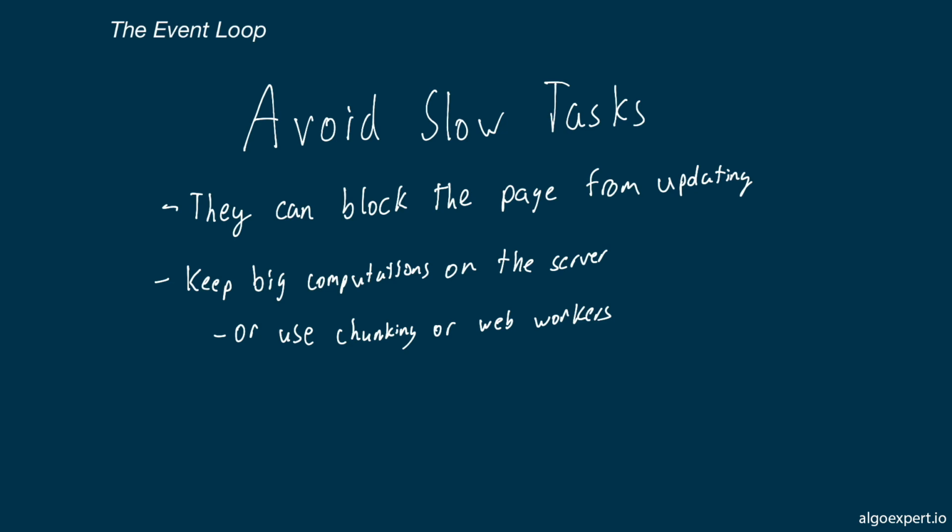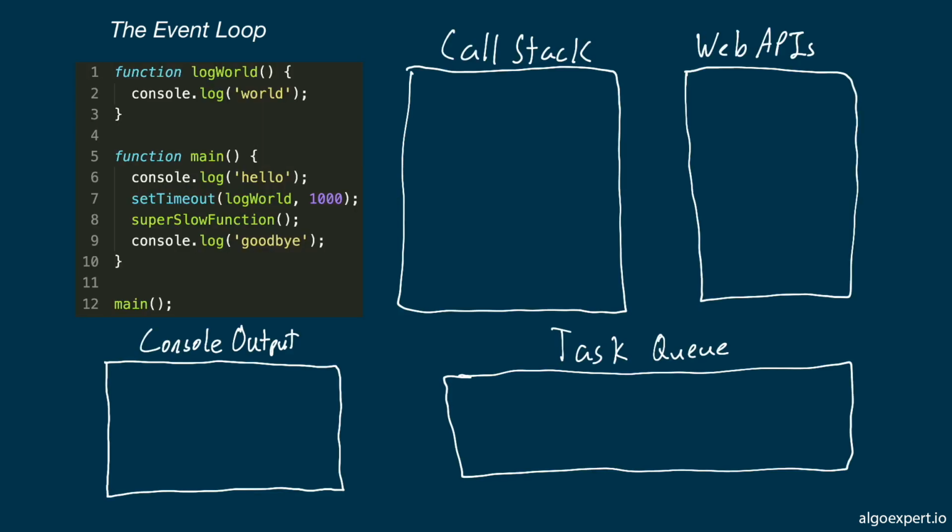To understand why this is important, let's look at one more example. Here we have the same function as the original, but we added a call to the super slow function in the middle. You could imagine this is some super slow loop that takes a few seconds to run or something of that nature.